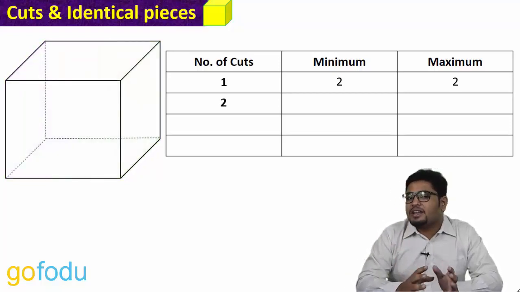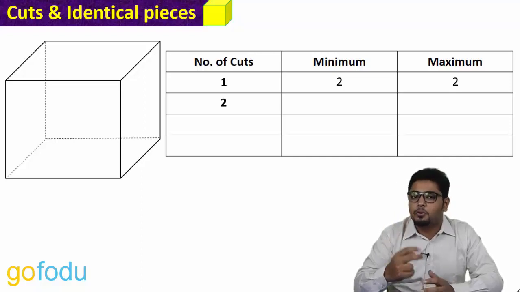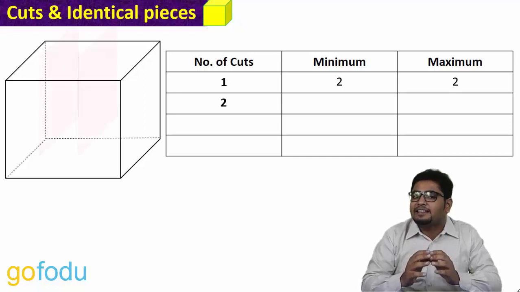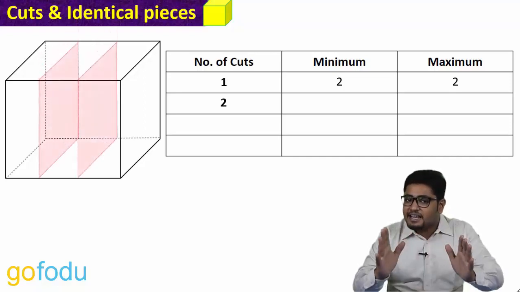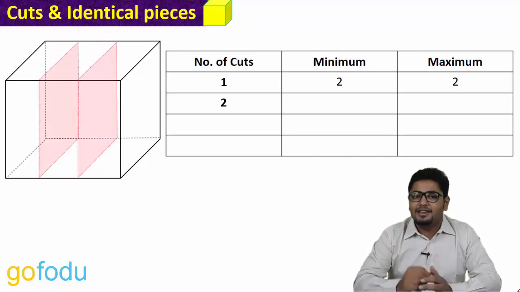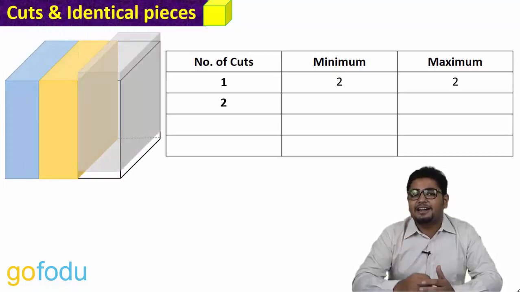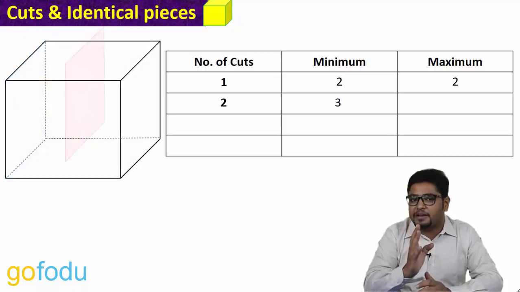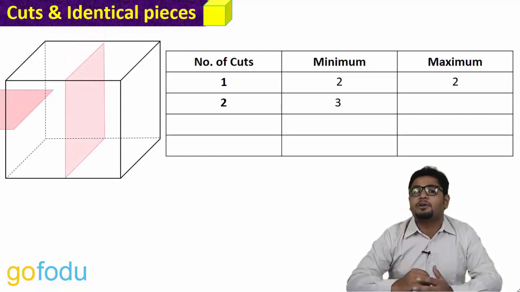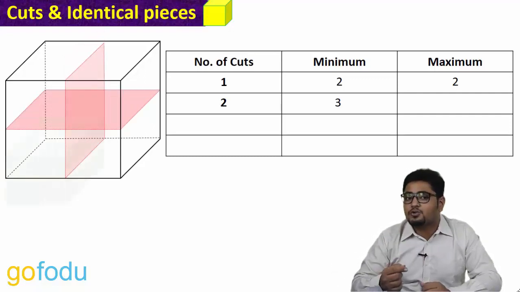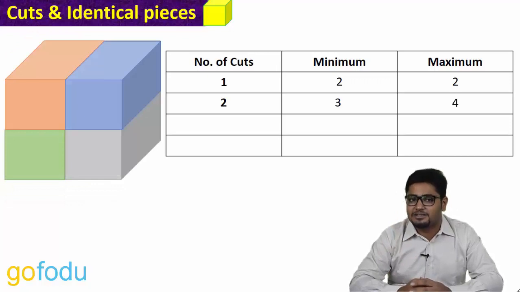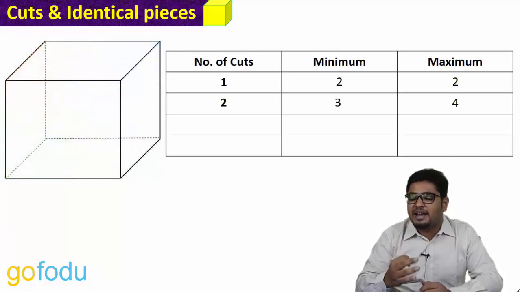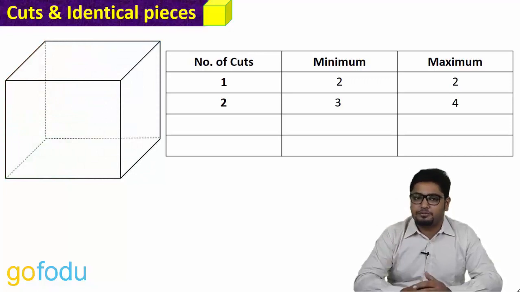Next case is when number of cuts are equal to 2. To get minimum number of identical pieces, we have to make these 2 cuts along the same face of a cube. Here we get 3 identical pieces. But if we make a single cut on one face and the other cut perpendicular to it, then in that case we get 4 identical pieces. So minimum pieces will be 3 and maximum will be 4.